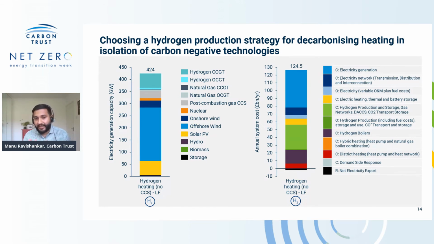Now, this also means that the supply needs to be zero carbon, which then drives significant offshore wind capacity, which is 220 gigawatts in this scenario. This is 100 gigawatts higher than any other scenario that we've modeled. The implication of this is, of course, the system cost then rises to about 124.5 billion pounds a year. We can see the two big cost components, the one in light blue and the one in green. The one in light blue is the capital investment required to scale up this electricity generation to feed electricity into the electrolyzers, and the capital investment into the hydrogen electrolyzers themselves, which is signified in the green stack.